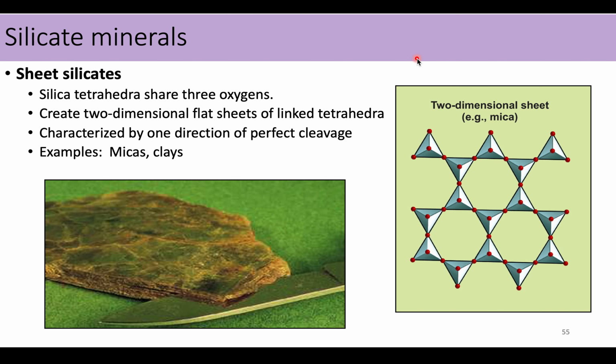So the next is sheet silicates. In sheet silicates, each tetrahedra shares 3 oxygens with other tetrahedra, and they are in 2-dimensional sheets. So what this does is it creates one plane of great cleavage. So this is mica, an example that breaks off in really clean, neat sheets, almost like pages in a book. You can lift up the really thin sheets of this mineral and break them apart. So this 2-dimensional sheet creates sheet silicates.